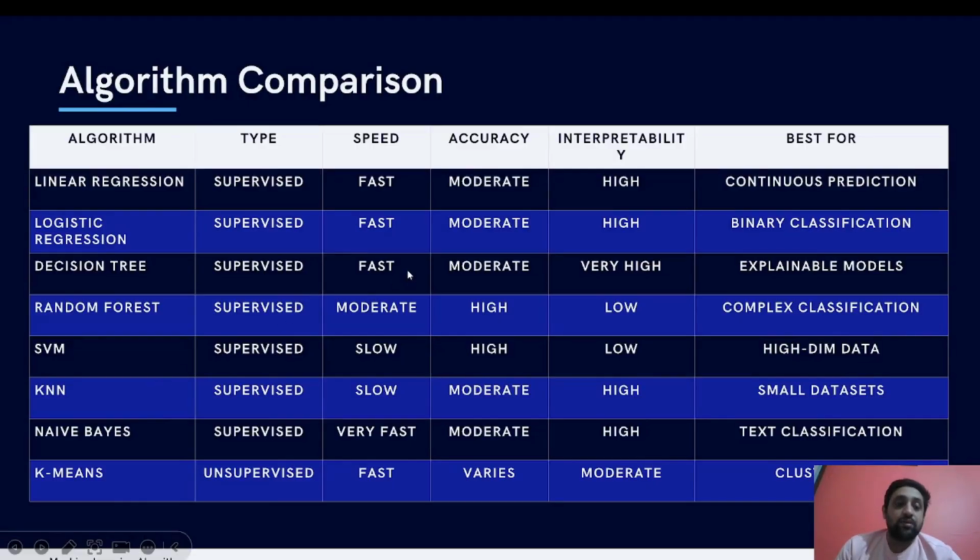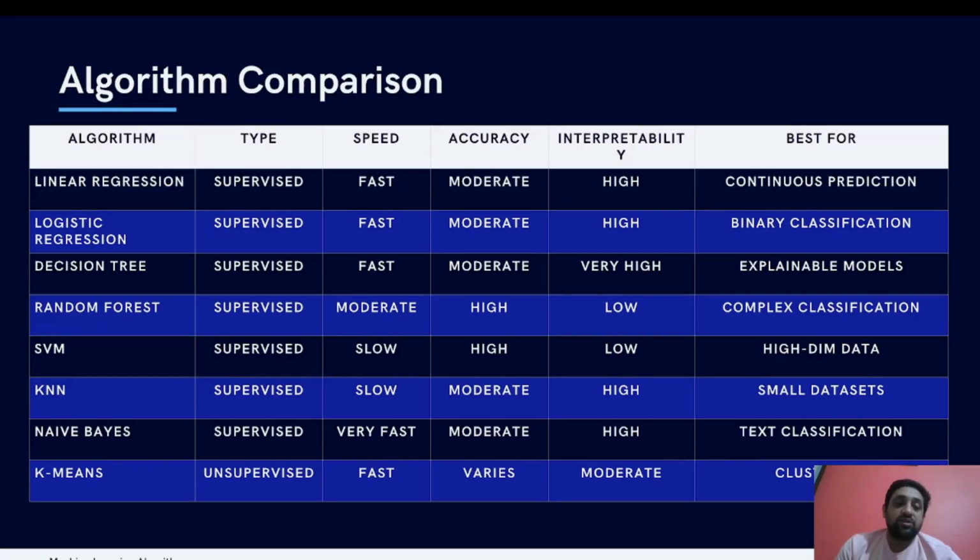Algorithm comparison. Different machine learning algorithms vary in terms of speed, accuracy, and interpretability. For example, linear and logistic regression are fast and easy to interpret, but may not capture complex relationships. Decision trees are highly interpretable but can overfit. Random forest improves accuracy but reduces interpretability.